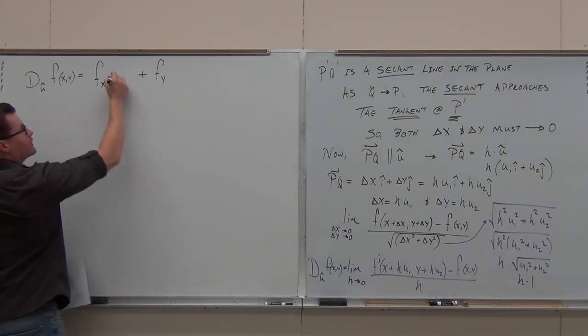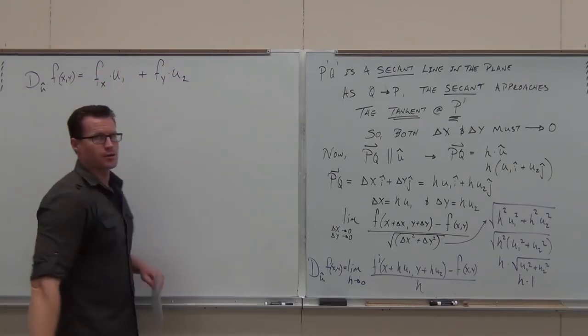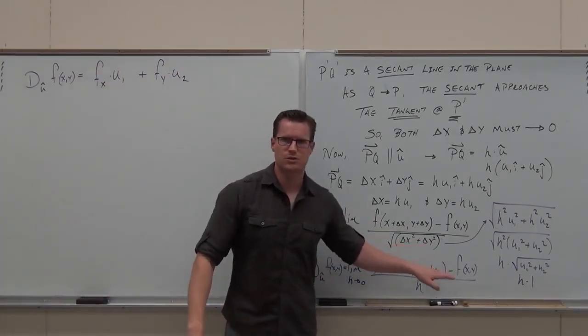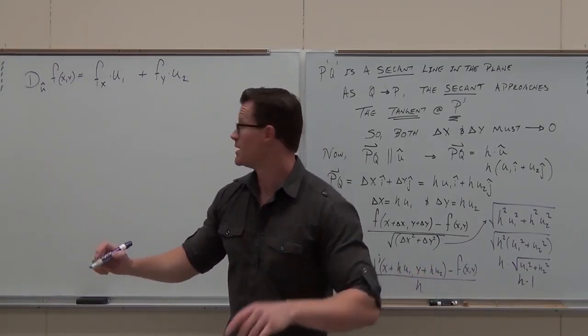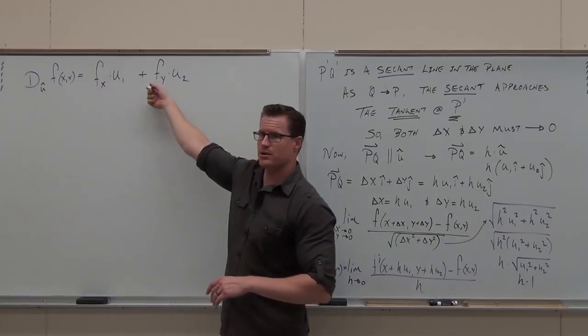We based them on those, the components of u. That's why we wanted to change down to the u's, so that all I have to do to find a directional derivative is take a partial derivative. Do you know how to do that? Take a partial derivative.